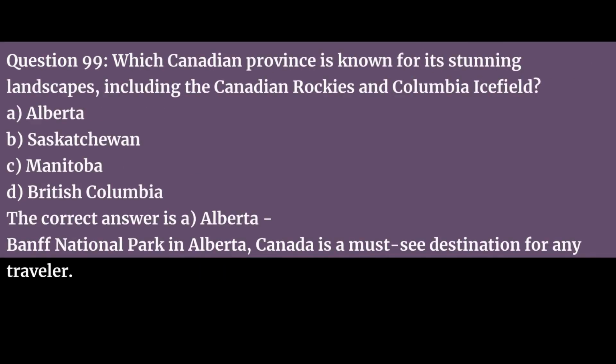Question 99. Which Canadian province is known for its stunning landscapes, including the Canadian Rockies and Columbia Icefield? A. Alberta. B. Saskatchewan. C. Manitoba. D. British Columbia. The correct answer is A. Alberta. Banff National Park in Alberta, Canada is a must-see destination for any traveler.